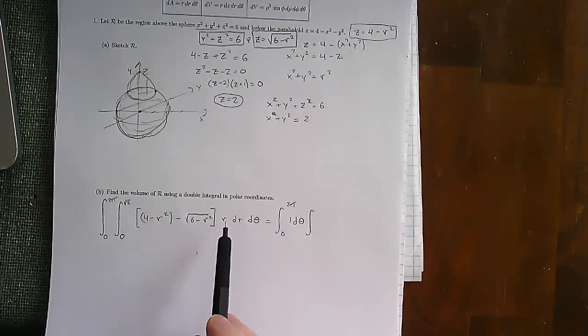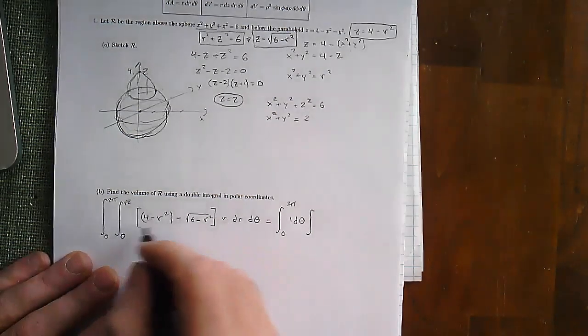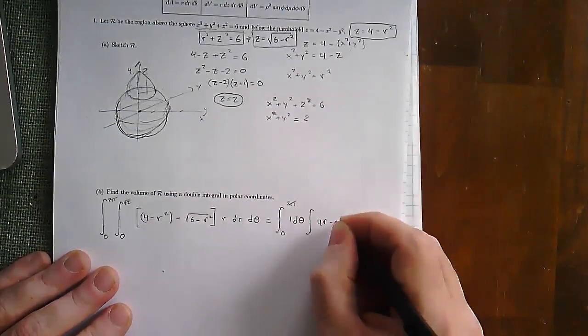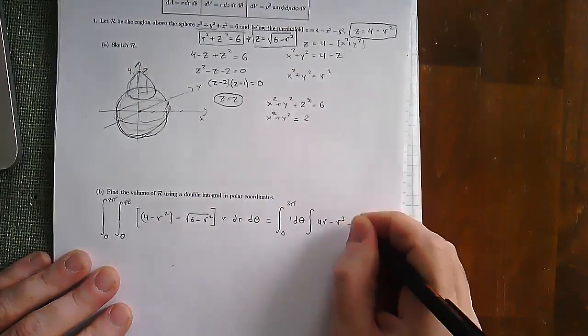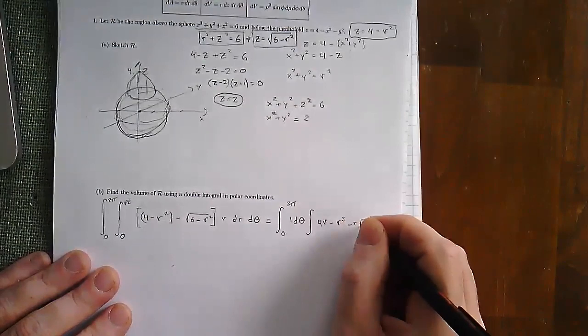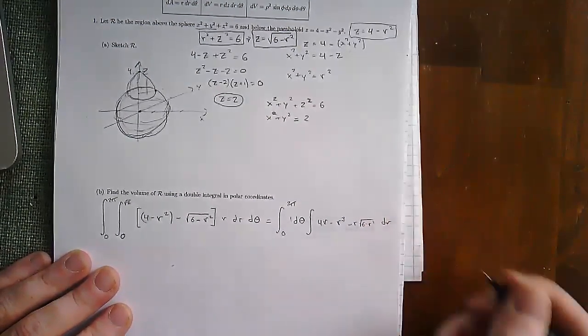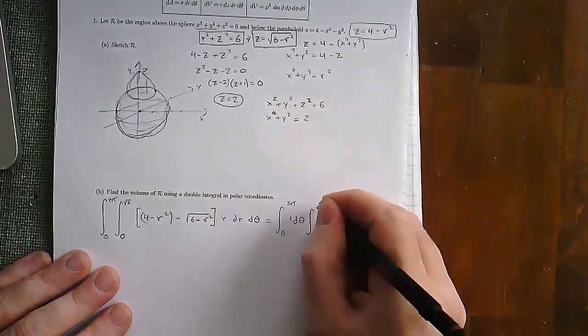But if we multiply by r, it actually becomes easier. Now we have a u substitution integral where we have u and u prime really easily found. So let me distribute that r across these terms here. So we have 4r minus r cubed minus r times the square root of 6 minus r squared. And all that's times dr. Okay, and endpoints are still 0 to root 2.